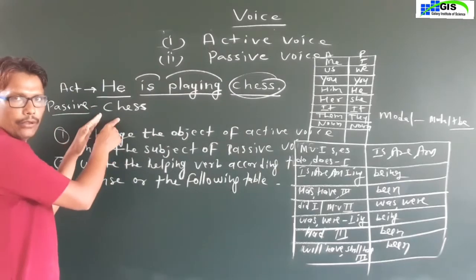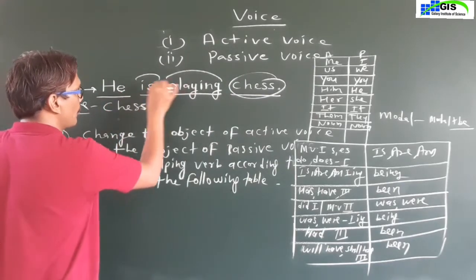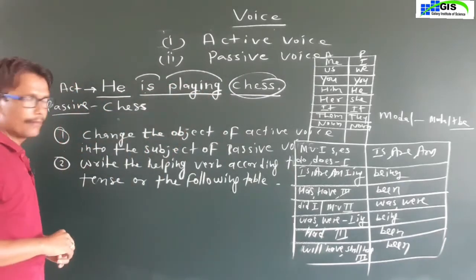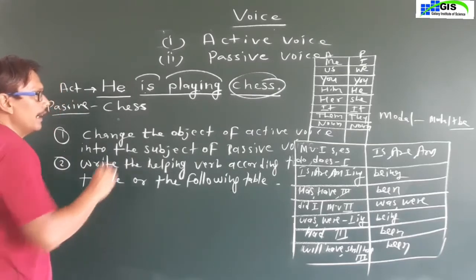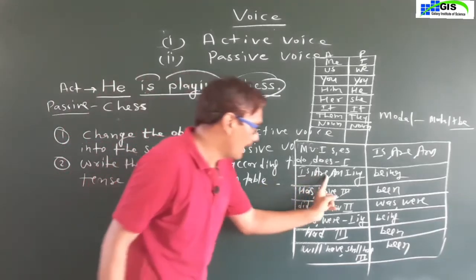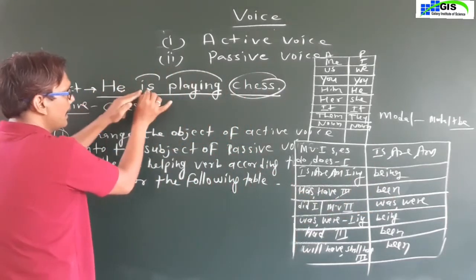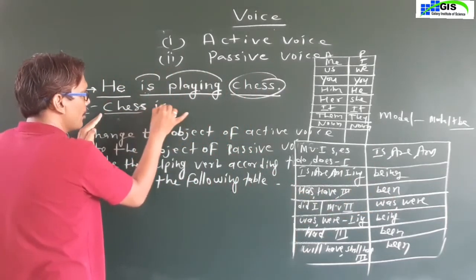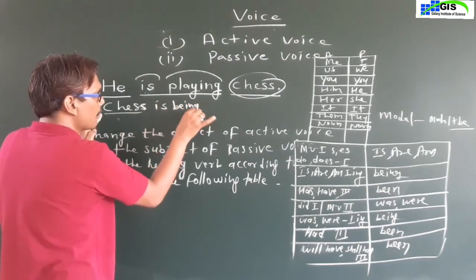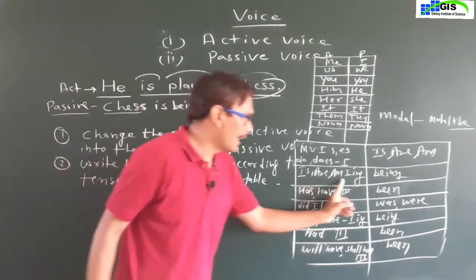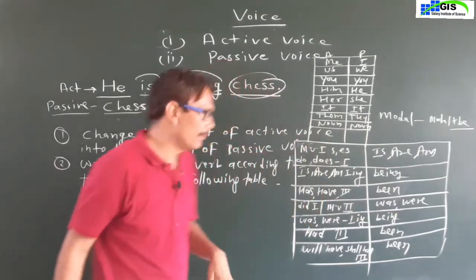Look at the blackboard. In this active voice, is, ing is given here. So dear students, is, ing means is, am, are, ing, use being. Means to say he is, chess is, and write being. Is, am, are being, you will write is, am, are being.